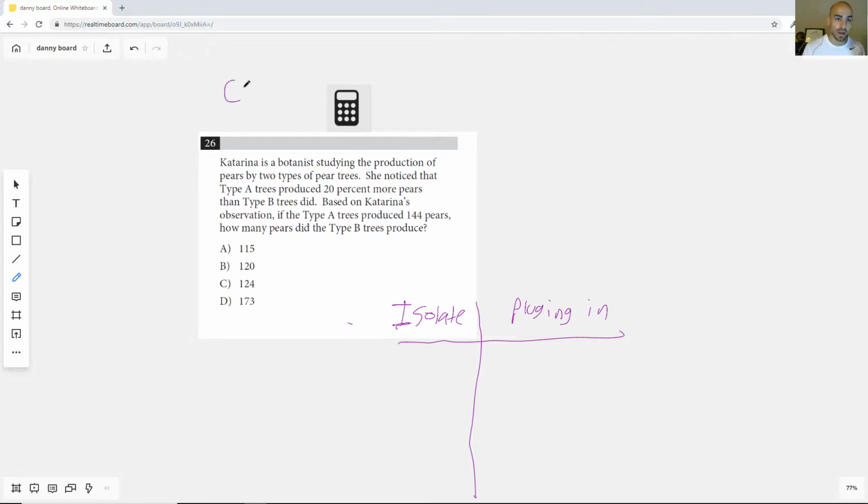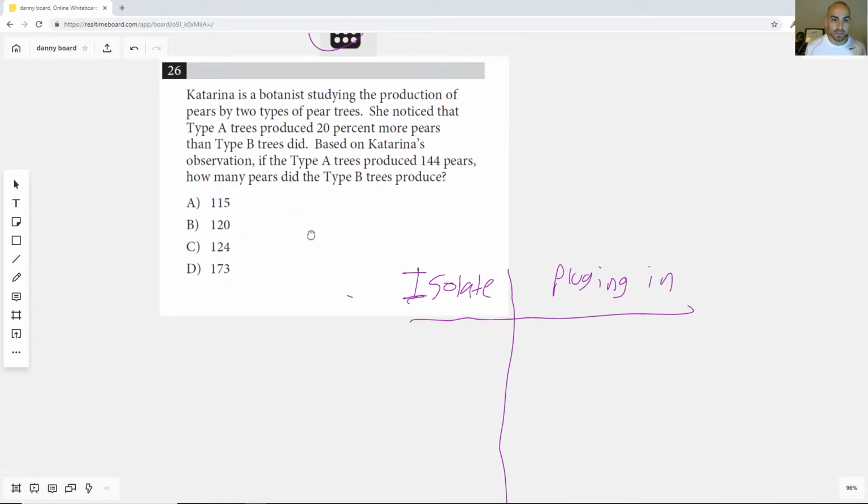This is from College Board Exam 1, the calculator section, and ultimately what we're going to be doing is either isolating the variable in this case to solve for it, or we're going to plug in our answer choices here to see which one is going to give us the right answer. So let's get into it.